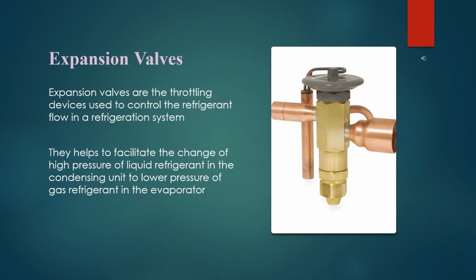Expansion valves. Expansion valves are throttling devices used to control, regulate the refrigerant flow in a refrigeration system. They help to facilitate the change of high-pressure liquid refrigerant in the condensing unit to lower the pressure of gas refrigerant in the evaporator.